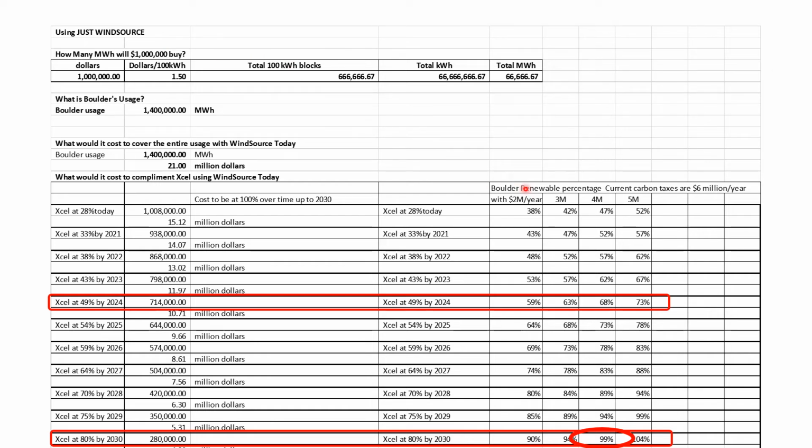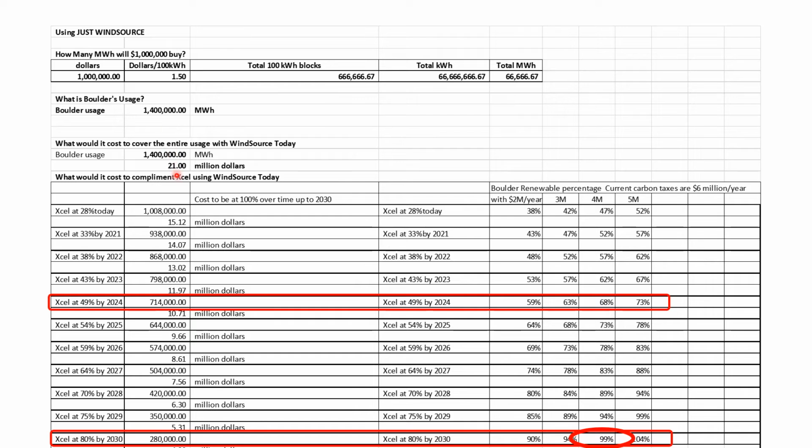So in this table, I have an estimate based on spending $2 million a year, $3 million a year, $4 million a year, or $5 million a year. Now here's some of the details. For $1 million at $1.50 per 100 kilowatt hour block, we could cover about 66,666 megawatts each year. Boulder currently uses about 1.4 million megawatts.